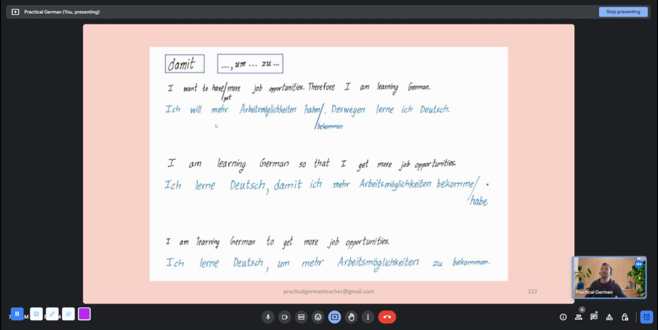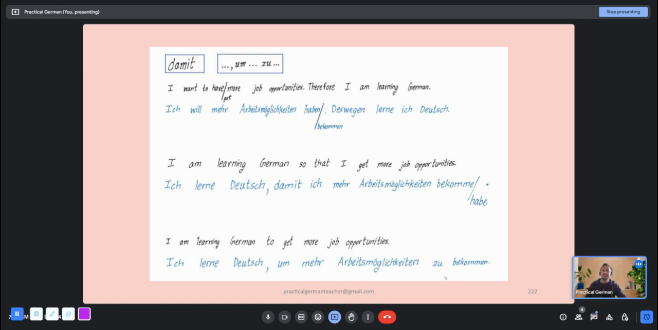If you look at the first sentence, ich will mehr Arbeitsmöglichkeiten haben, you have to conjugate wollen with respect to the subject ich. And in the second sentence, the verb is lernen. You again have to conjugate it with respect to the subject ich. In this sentence as well, lernen, you have to conjugate with respect to ich. And again here also, bekommen or haben, you have to conjugate with respect to ich. You have to learn the two conjugations.